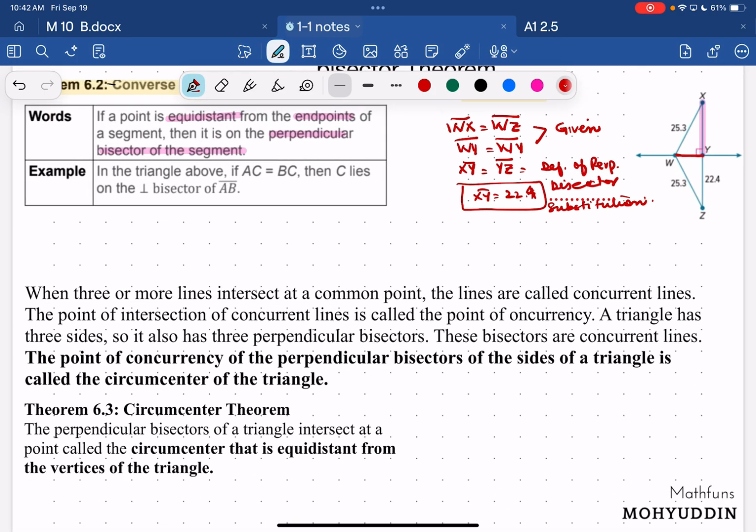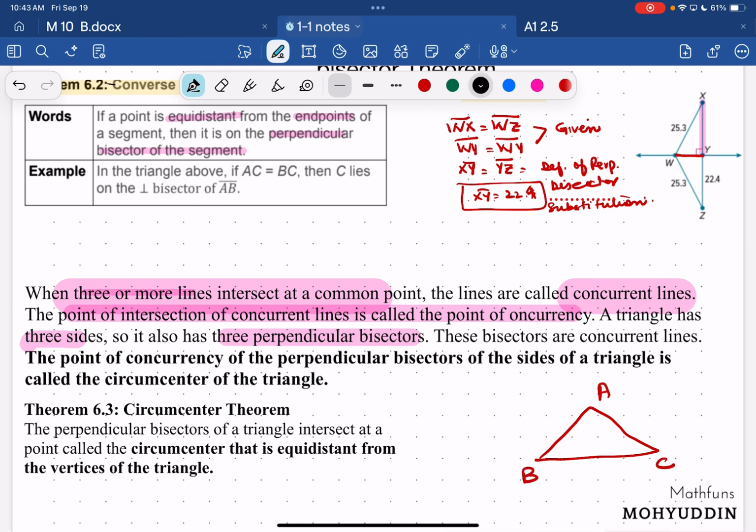Okay, now we are going to look at circumcenter. So when three or more lines intersect at a common point, these lines are called concurrent lines. The point of intersection of concurrent lines is called the point of concurrency. That is the point where they all meet together. A triangle has three sides, so it has three perpendicular bisectors. So I want you all to draw a triangle over here. So if this is a triangle ABC, it will have three perpendicular bisectors.